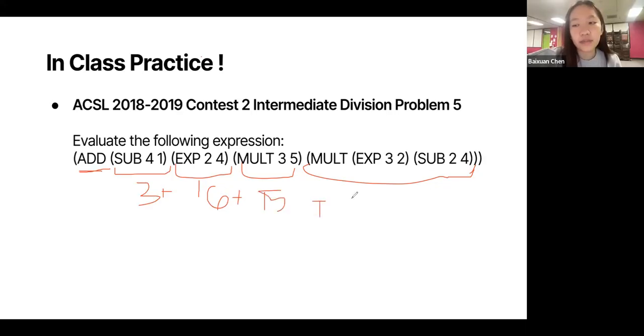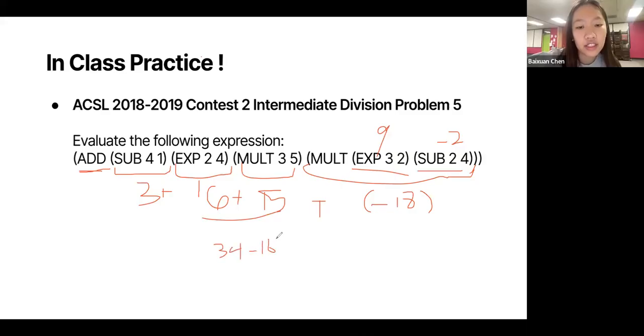And then we're adding this. We have to evaluate this one a little bit differently because there are also atoms inside of this atom, even though it's technically not an atom. So we have an exponent, and we're multiplying this one by this one. So it's 3 to the 2nd, which is 9. And we're subtracting 4 from 2, so it's -2. So this one will be -18. Then it'll be 3 plus 16 plus 15 minus 18. So it's 34 minus 18, which is 16.